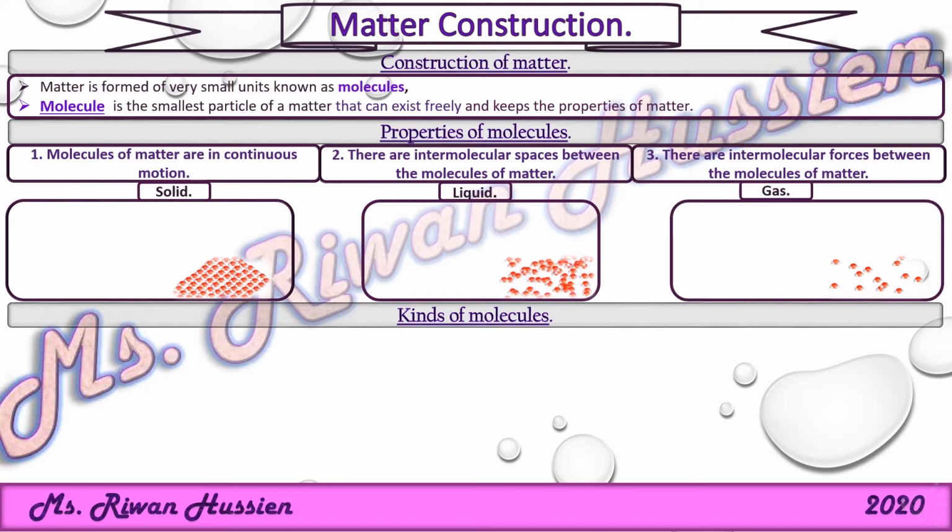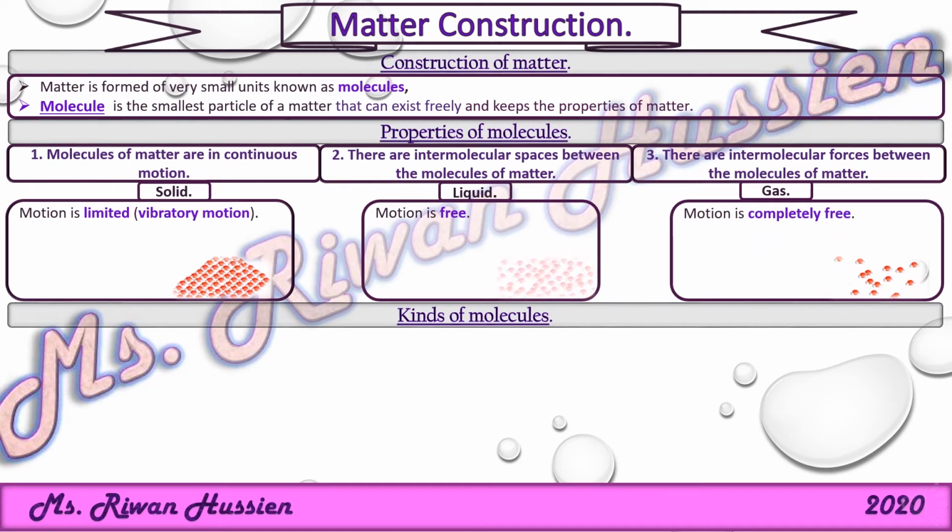So, as you can see in the pictures, molecules of matter, either solid, liquid, or gas, are in continuous motion, where the motion of solid molecules is limited or vibratory motion. Motion of liquid molecules is free. Motion of gaseous molecules is completely free.